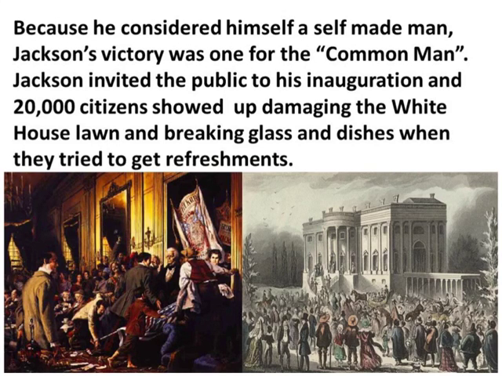Because he considered himself a self-made man, Jackson's victory was won for the common man. Jackson invited the public to his inauguration, and 20,000 citizens showed up, damaging the White House lawn and breaking glass and dishes when they tried to get refreshments.